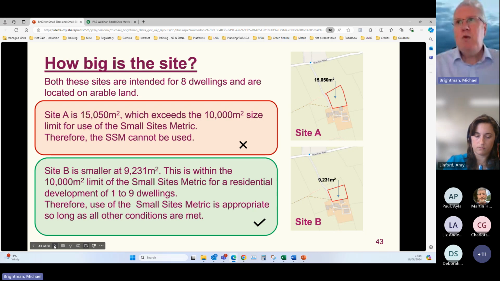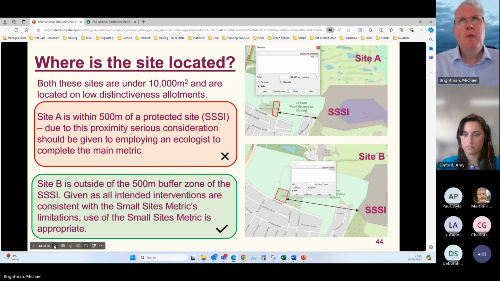Site B, though, does meet the requirement for a small site, and the application is for 8 dwellings. It's on arable land, and therefore, because it has less than 10 dwellings, is under 10,000 square meters, and isn't priority habitat, use of the small sites metric would be appropriate in this instance.